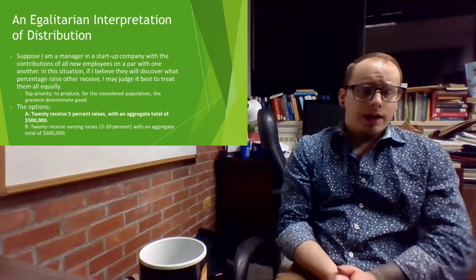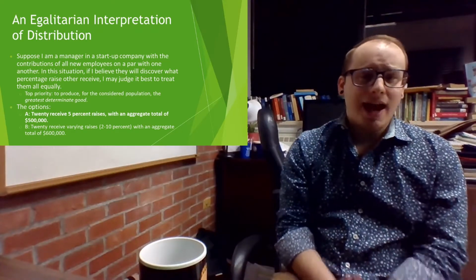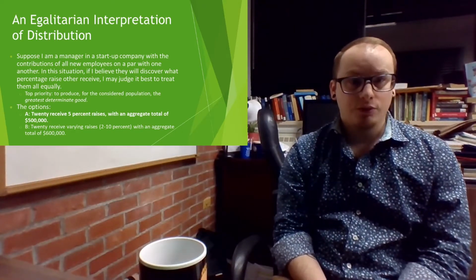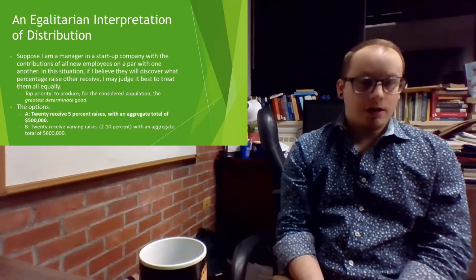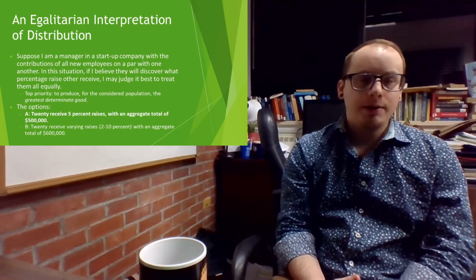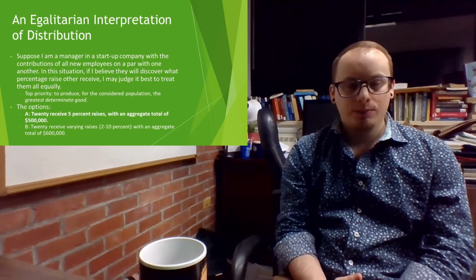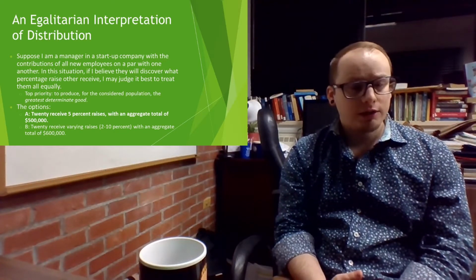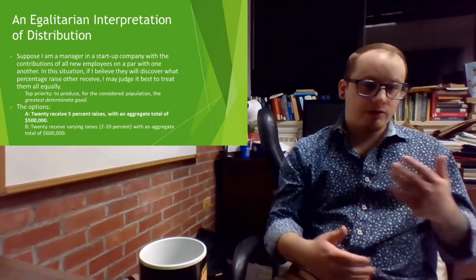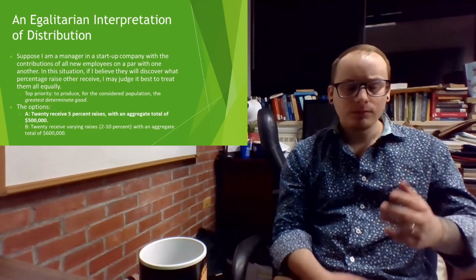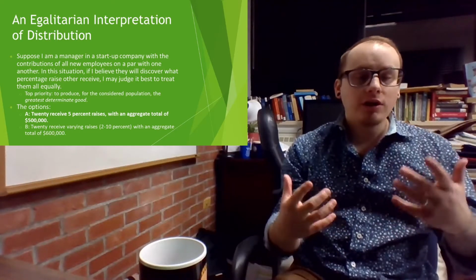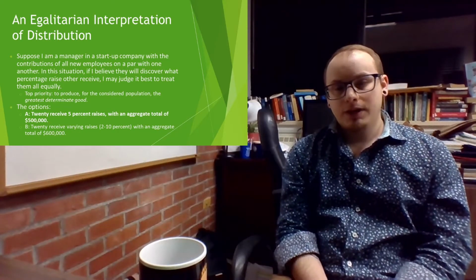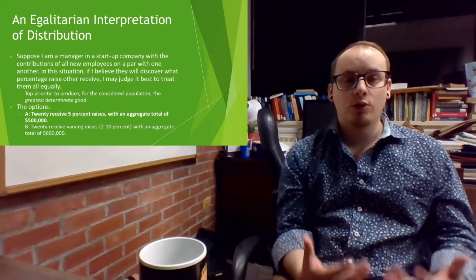Now, the final kind of distribution we'll look at is an egalitarian interpretation of distribution. So in this case, suppose I'm a manager in a startup company, and I've been looking at how my new employees have been faring throughout the year, and I need to rearrange salaries. So some things then I might take into account is the fact that perhaps all of my new employees, their work has been on par with one another.